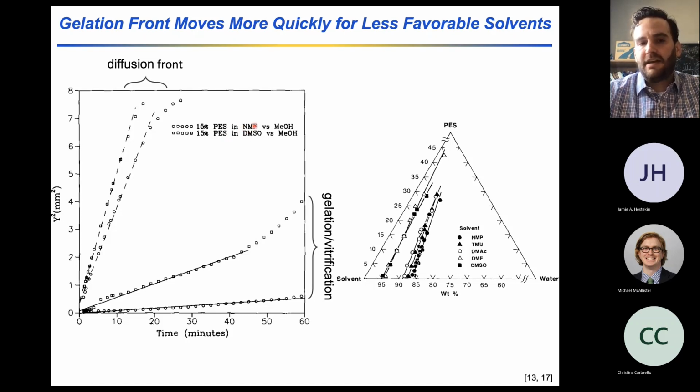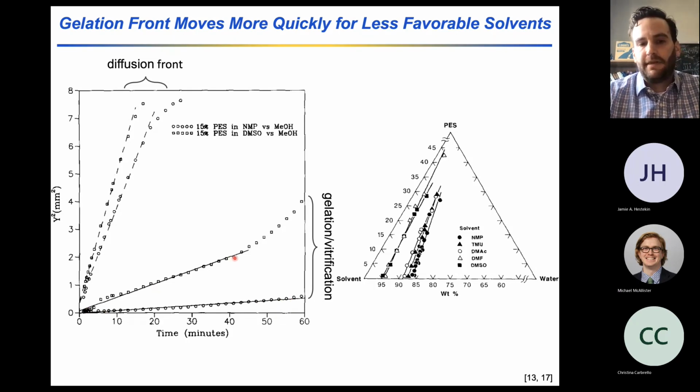And you'll remember that NMP is a slightly better solvent for polyether sulfone than DMSO. And the difference in the growth rate of their diffusion front isn't that significant. However, they also plot the propagation of the vitrification or gelation front on this diagram. And you see that for NMP, the better solvent, it takes more time for the system to go ahead and begin to gel or vitrify due to the solvent quality helping to plasticize the polyether sulfone.